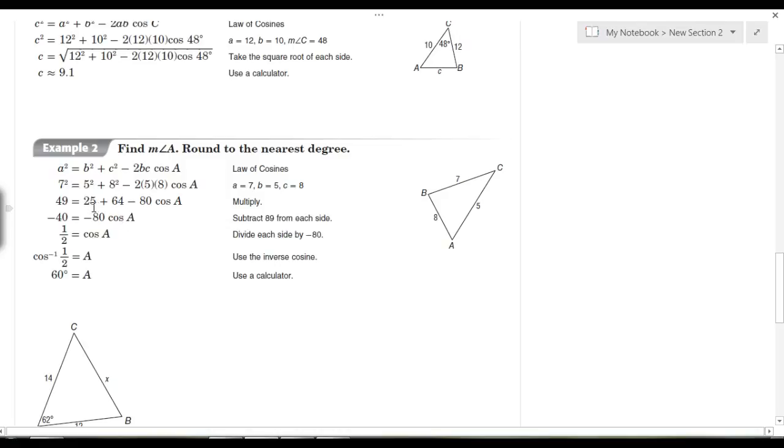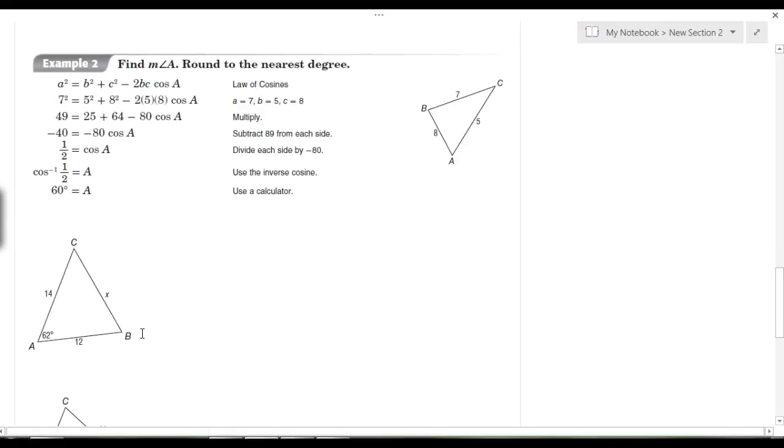And then they skipped a little bit of a step here for us. They added together the 25 and 64. Then they subtracted that from both sides. So they were just left with negative 40 equals negative 80 times the cosine of A. Divide both sides by negative 80. So you'll end up with negative 40 over negative 80, which simplifies to 1/2, and it's still equal to cosine of A. Then to get rid of the cosine of A, you multiply both sides by inverse cosine, and you end up with the measure of angle A is going to equal the inverse cosine of 1/2. So you can put that into your calculator, and you get 60.